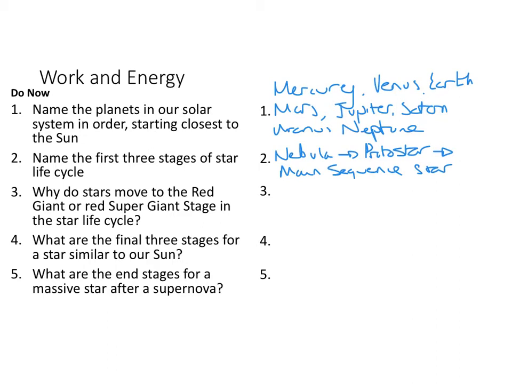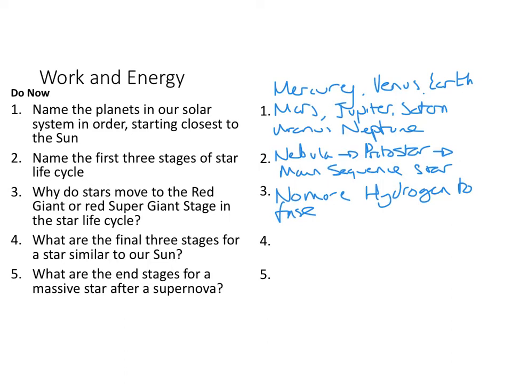Why do stars move from the red giant stage to the red supergiant stage in the life cycle? Simply put, the main sequence stars have used up all the hydrogen. There's no more hydrogen to fuse. Oh, that should be a U. There we go. And they go on to fuse helium in the red giant or red supergiant stage.